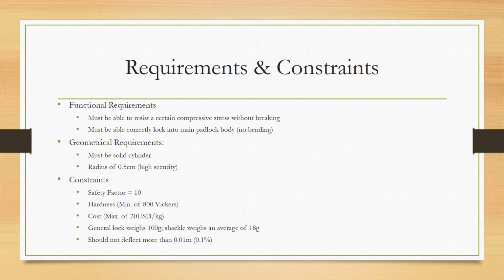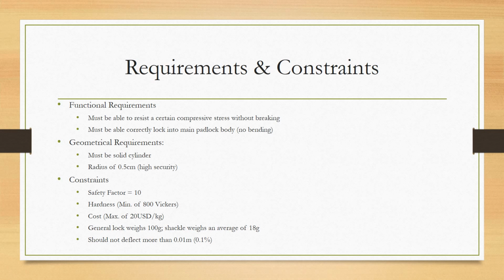So from understanding how a lock shackle and padlock is designed and will be used, we can go on to the functional requirements, geometrical requirements and constraints. For functional requirements, it must be able to resist a certain compressive stress without breaking, and it must be able to correctly lock into the main padlock body without bending. And for the geometrical requirements, it must be a solid cylinder, and we've assumed a radius of 0.5 centimeters.